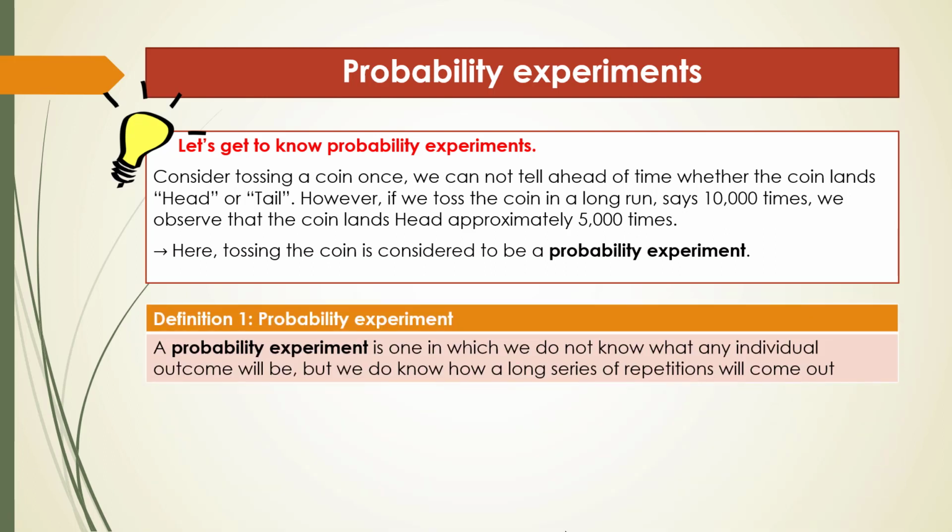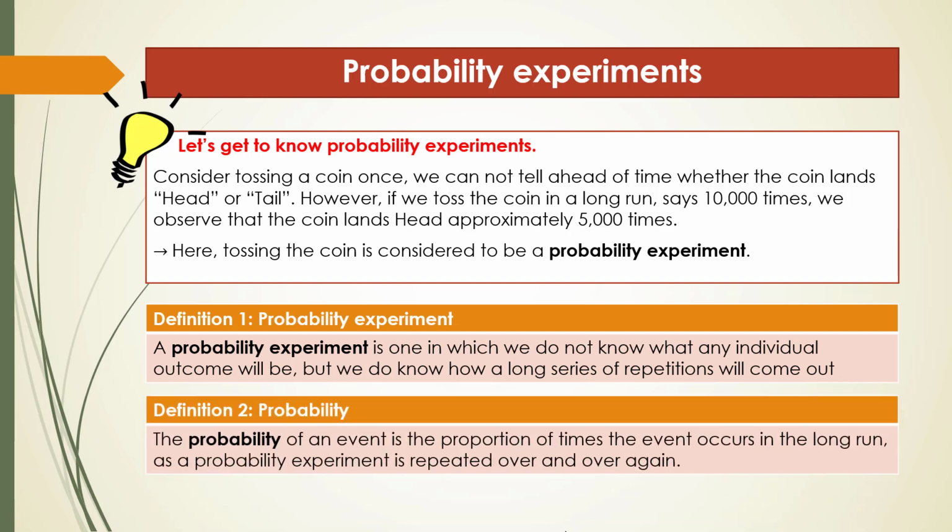So, a probability experiment is one in which we do not know what any individual outcome will be, but we do know how a long series of repetitions will come out. And the probability of an event is the proportion of times the event occurs in the long run, as the probability experiment is repeated over and over again.